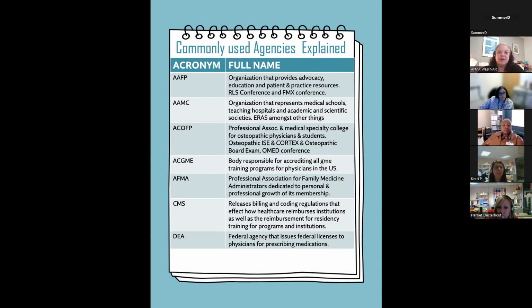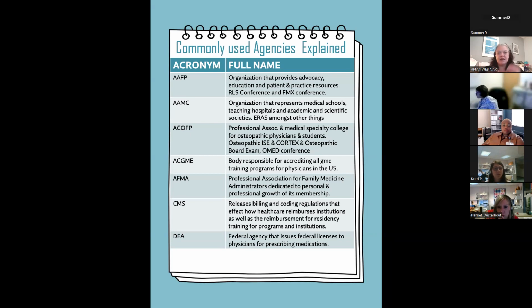AAFP, organization that provides advocacy, education, and patient practice resources. So this is the residency leadership and the big conference in Kansas City every year, our last conference. And then FMX is also a conference for residents and medical students that just took place here in Illinois, which is a yearly conference also.